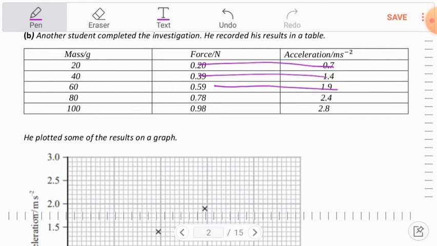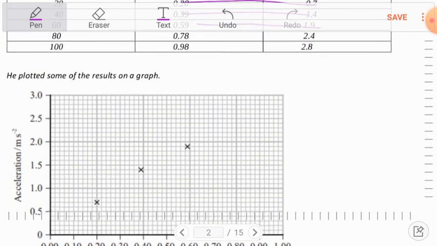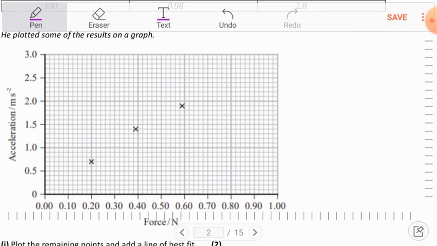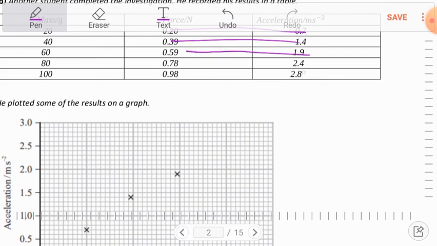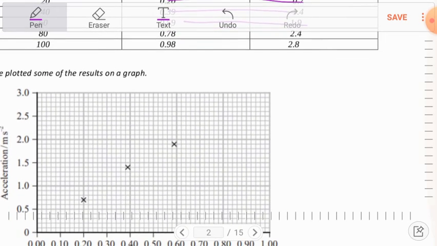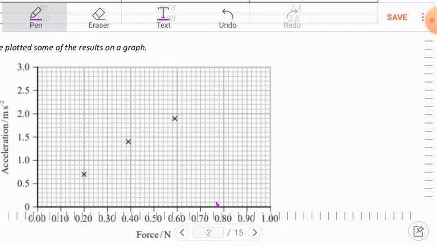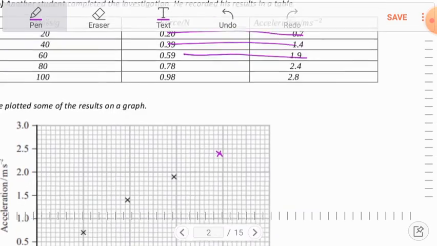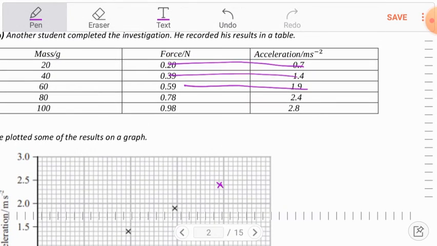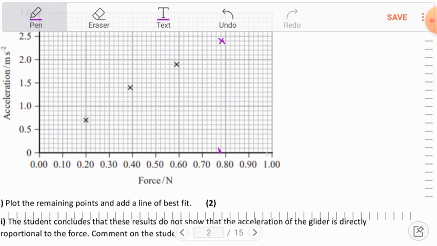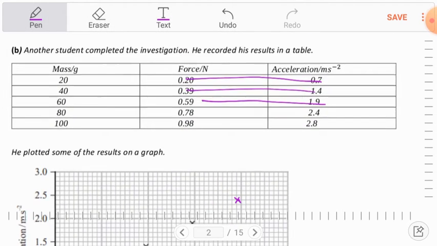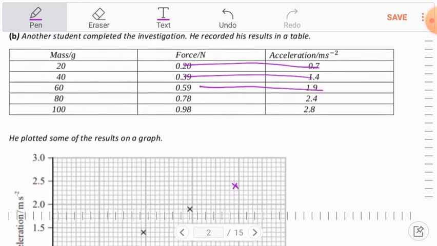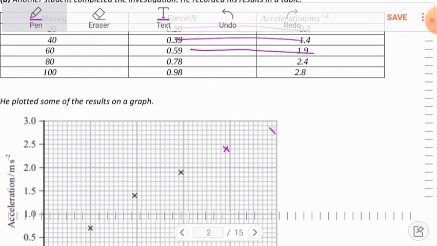We need to draw 0.78 and 0.98. So 0.78 is around this. This is 0.78, and at 0.78 the acceleration was 2.4. So 2.4 would be around here. So here would be a cross mark, and another one was 0.98. 0.98 is around here, and at 0.98 the acceleration was 2.8. So 2.8 is around here.